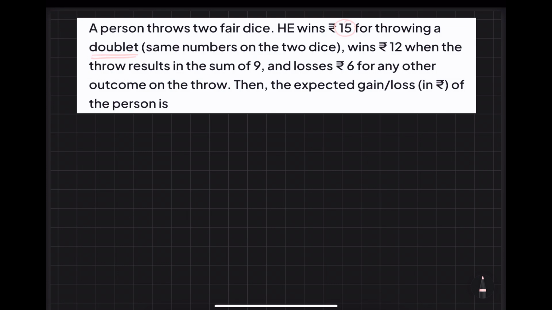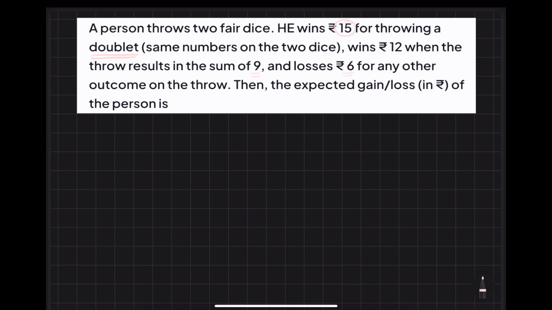He wins 12 rupees when the throw results in a sum of 9. So if he scores 9, he will get 12 rupees, and loses 6 rupees for any other outcome. So in the remaining outcomes, he will lose 6 rupees. So if he gains rupees, I will add. If he loses rupees, I will subtract.